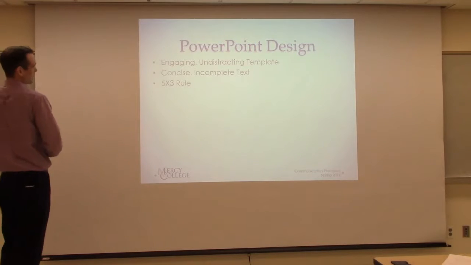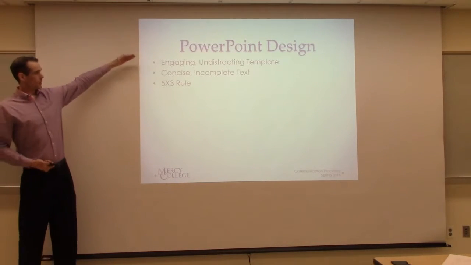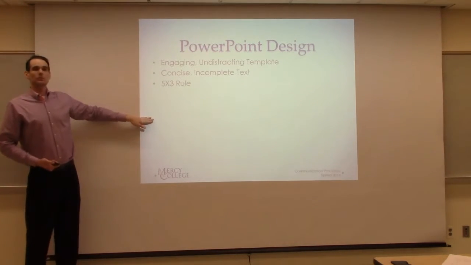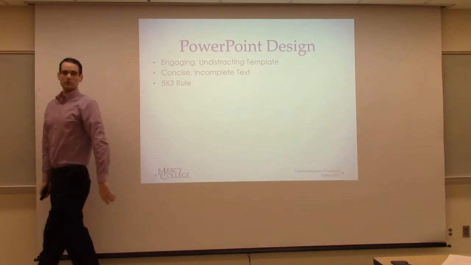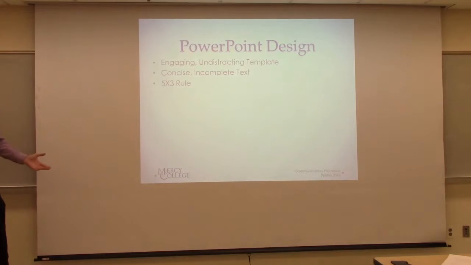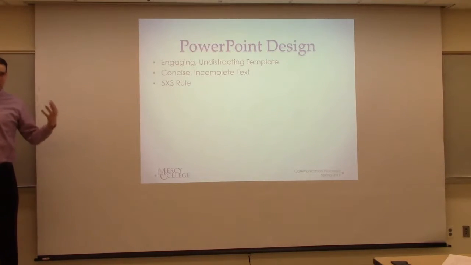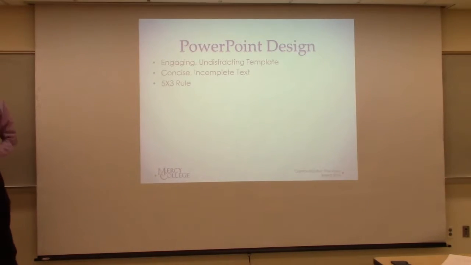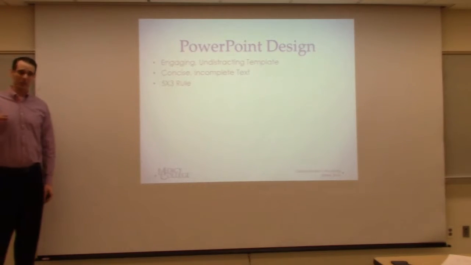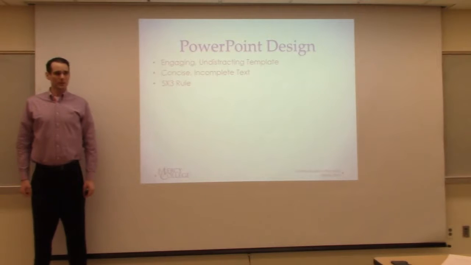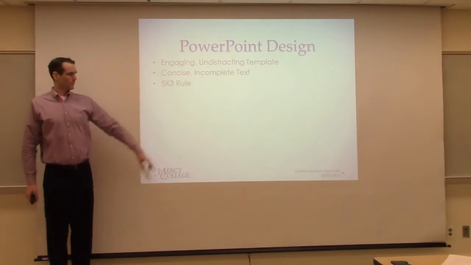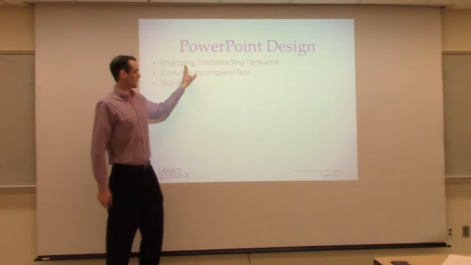I like a 5x3 rule. No more than 5 bullet points down, no more than 3 words across. It's not a hard and fast rule. If you need to violate it, go ahead and violate it. But if you find yourself in constant violation of the 5x3 rule, you better have a good reason. No more than 3. Yeah, I like 3 words across. See how there's 3 words here?